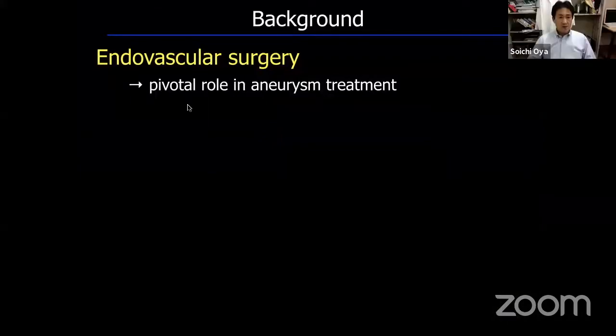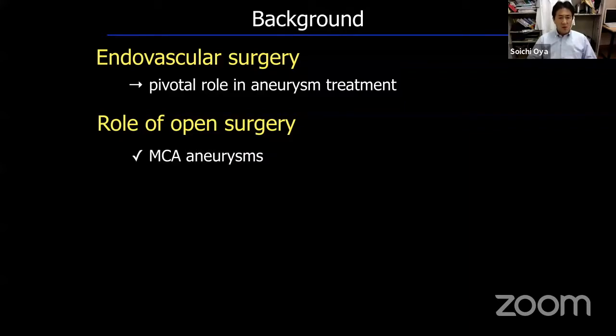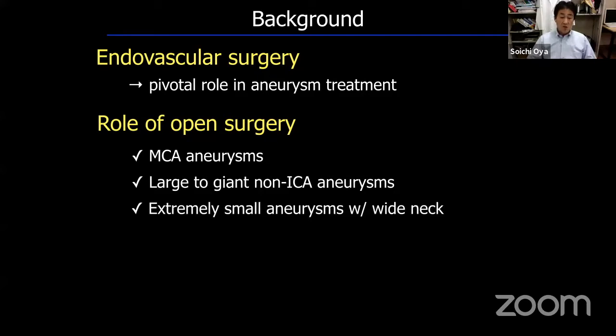Now it's the era of endovascular surgery, and as we all know, it has been playing a pivotal role in aneurysm treatment. However, I think open surgery is still required for some selected cases. For example, MCA aneurysms are good candidates. All the previous literature to date advocates open surgery over endovascular surgery. Also, large to giant aneurysms arising at non-ICA intracranial arteries. In addition, extremely small aneurysms with a wide neck, including the blood blister-like aneurysm.